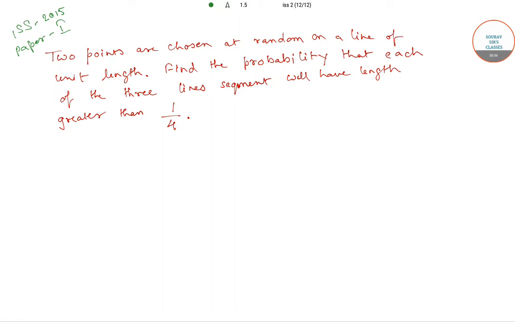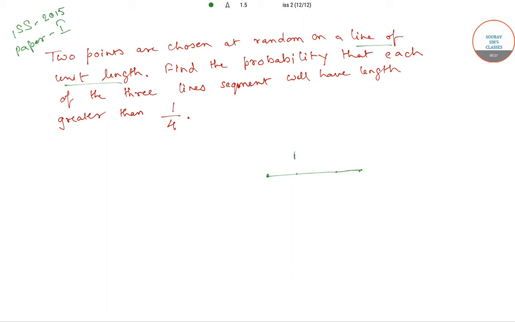In this video, we will be solving a question from ISS paper 2015 paper 1. Now here we have a line segment that is of unit length. So suppose this is our line of unit length. Here we are choosing 2 points at random. Suppose these are the 2 points that are chosen at random.